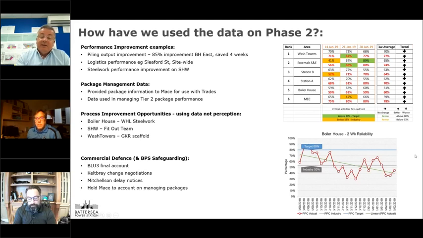And again, in full transparency, being honest, we've used the information to help hold trades to account where things aren't going well. We've used it as an encouragement to them to say, come on, data shows you're not doing very well here, you need to improve. Can we do that, please?